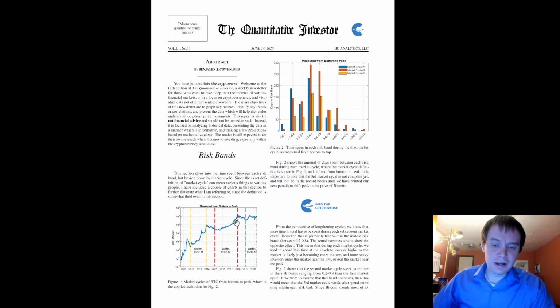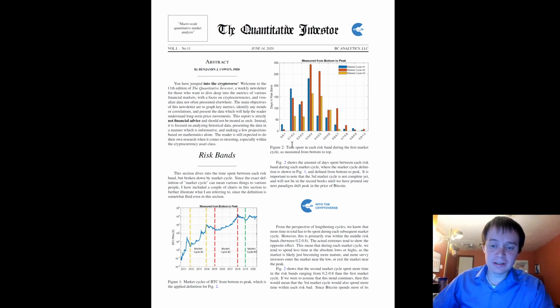So the first thing is we're going to look to see how long we spend in each risk band if we measure our market cycles this way. So the first way we're going to do it is we're going to measure from bottom to top for market cycle 1. Market cycle 2 is this bottom to this top. And then market cycle 3 would be the bottom we had at the end of 2018, assuming that was our bottom, and then it just takes place to present day. So note that the third market cycle is not complete. We're also going to look at bottom to bottom as well after we go through this one.